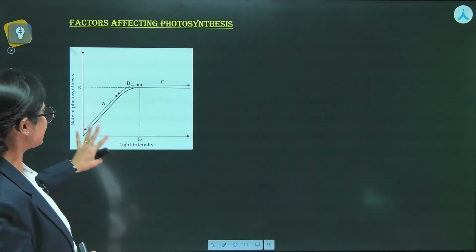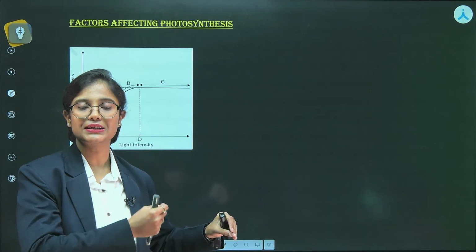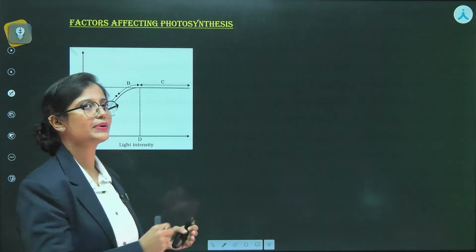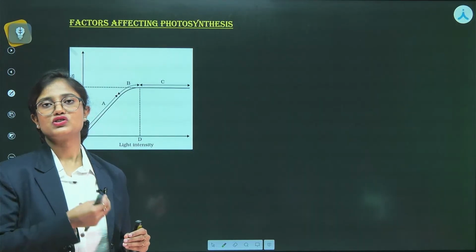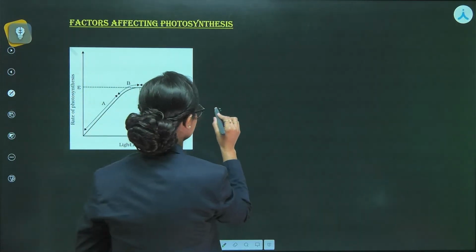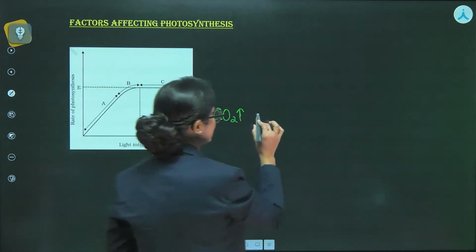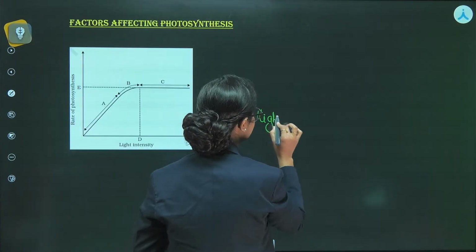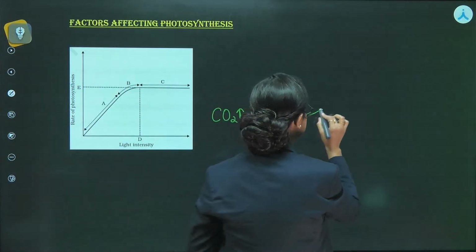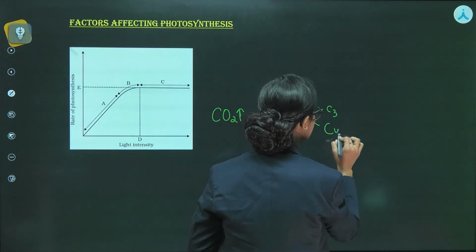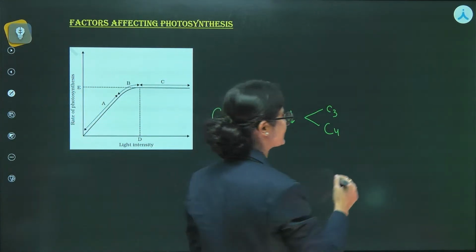Right? Now this is the graph for the light intensity. Now let's consider the light intensity along with the carbon dioxide concentration. If the carbon dioxide concentration is high, let's consider CO2 concentration high and light intensity low. So in this condition, both C3 and C4 plants do not show any higher rate of photosynthesis.